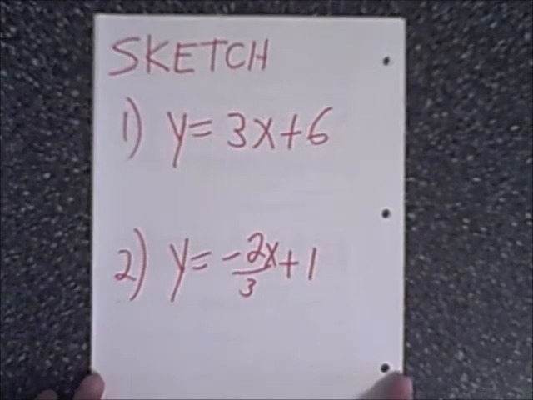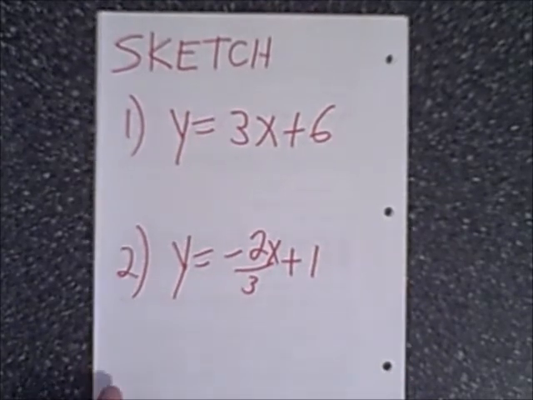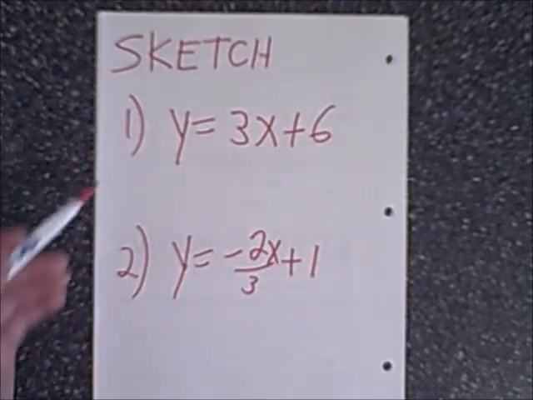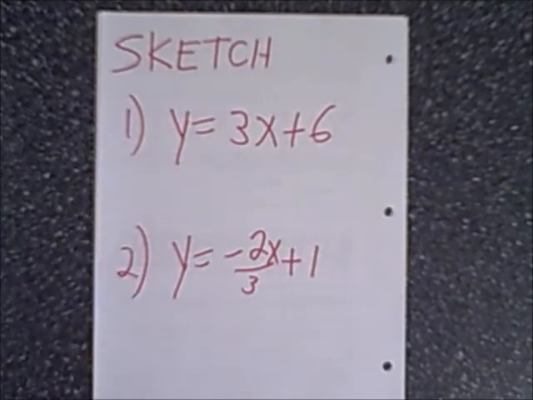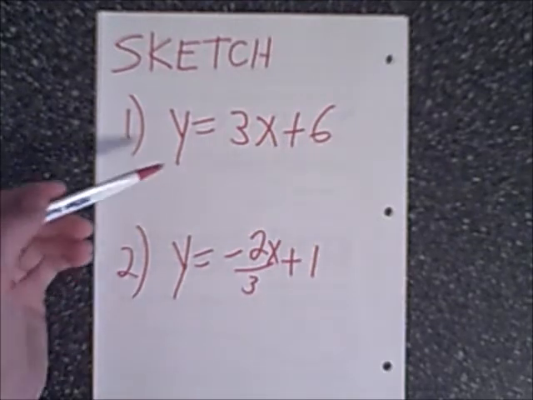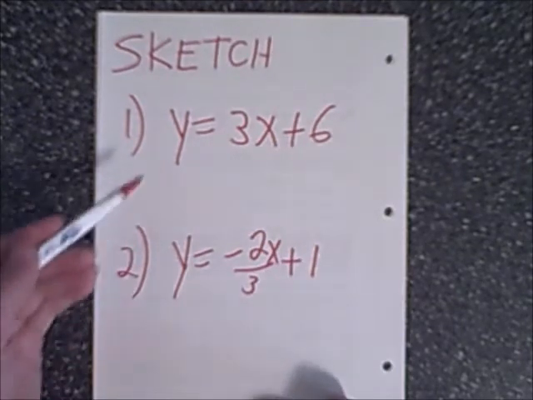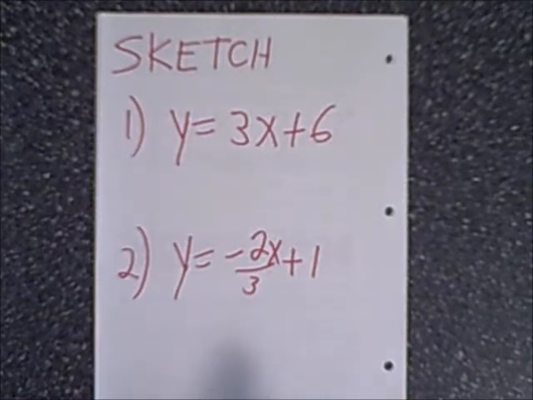Okay, in this video we are going to graph a few linear equations. Here are our first two examples. Sketch y equals 3x plus 6 and y equals negative 2/3 x plus 1. Notice they are both in slope-intercept form, y equals mx plus b. And generally when you graph lines, there's a few different methods you can choose from. The first two we're going to use are using the slope and y-intercept.